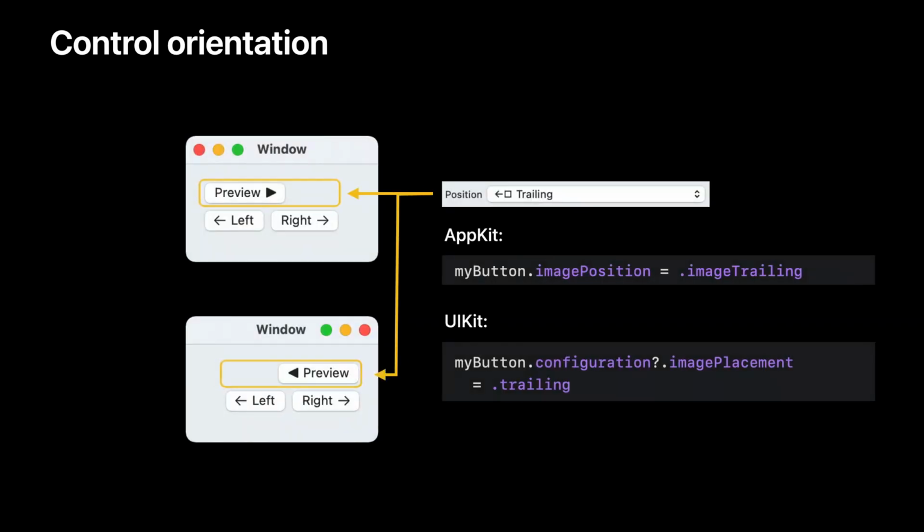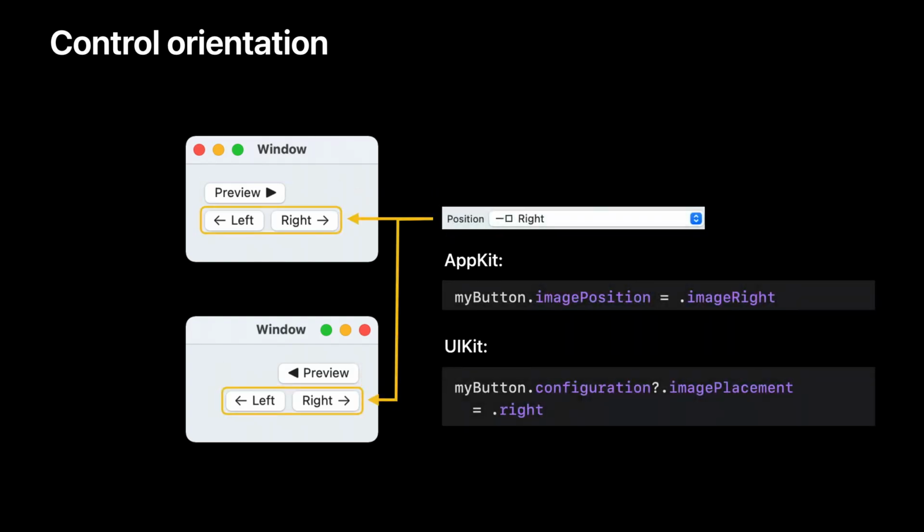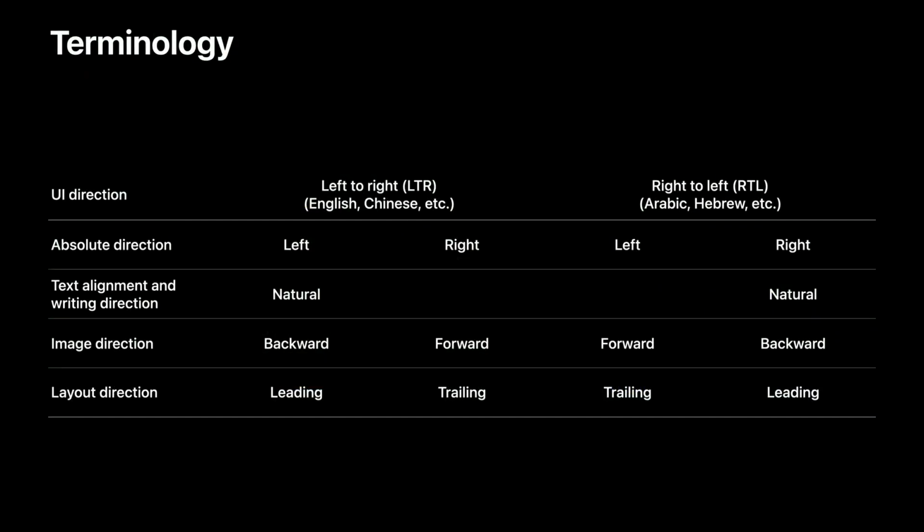In AppKit, you control this with the button's image position property. In UIKit, it's the image placement property on the button's configuration, which might mean you need to set your button's configuration first. The icon on the preview button changes sides because we set its position to trailing, and the icon on the right button doesn't change sides because we set its position to right. This also lets us fill in the last row in our terminology chart.